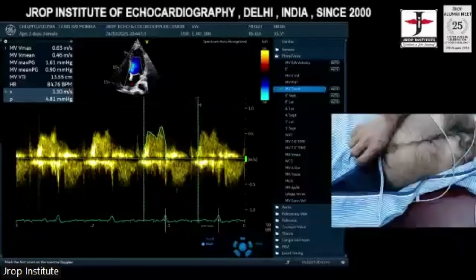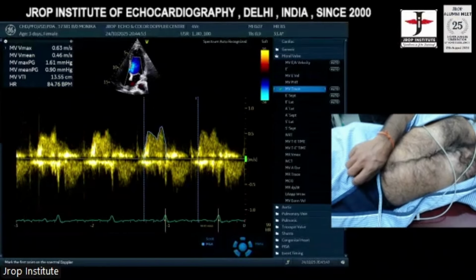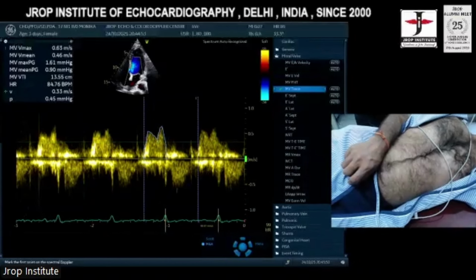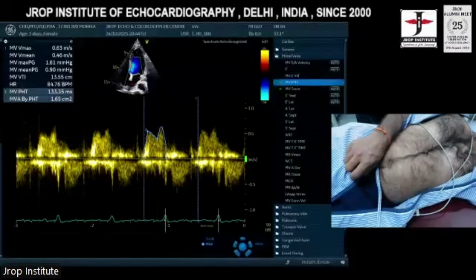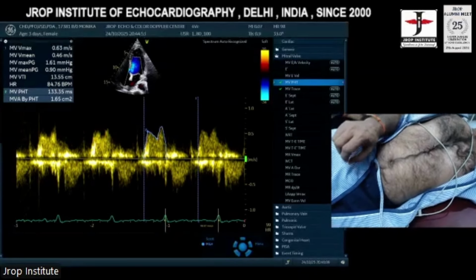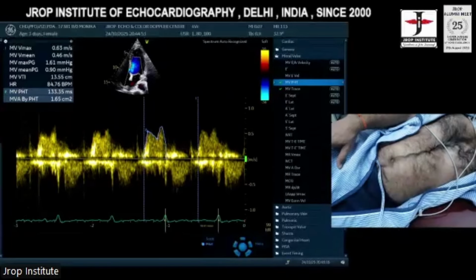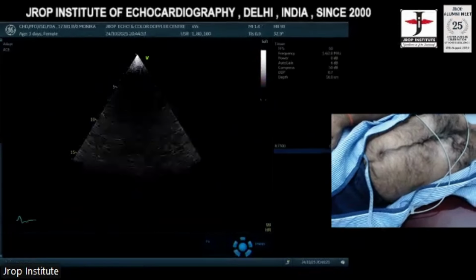And this box, look, this box is full, suggesting that this is calculating velocity from this point of interrogation to this point of interrogation. Continuous wave Doppler. And we can calculate pressure half time. So I'm going to calculate pressure half time from this point to this point. It gives me an area of 1.65 centimeters square. Is that clear? Same subject.